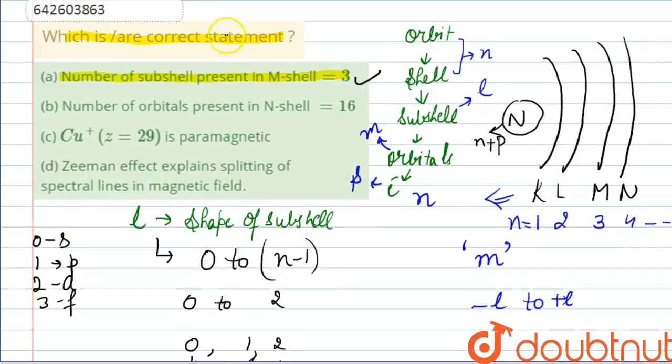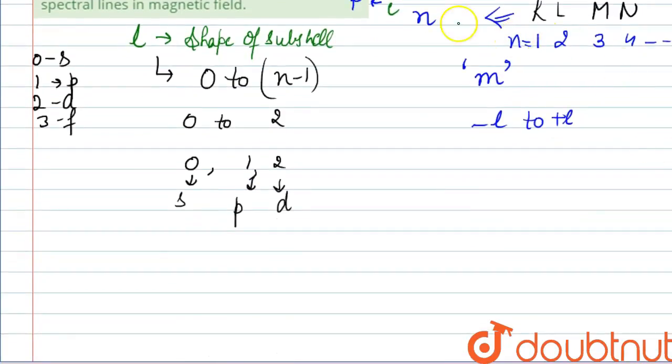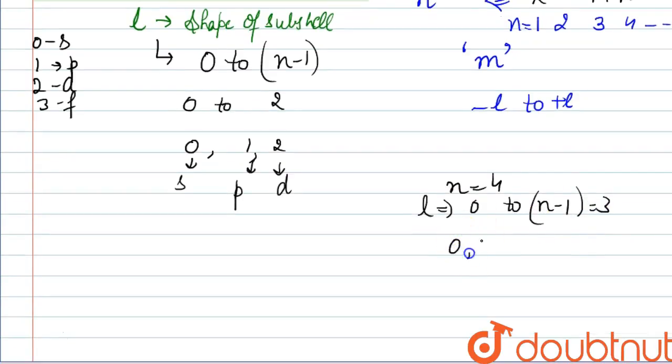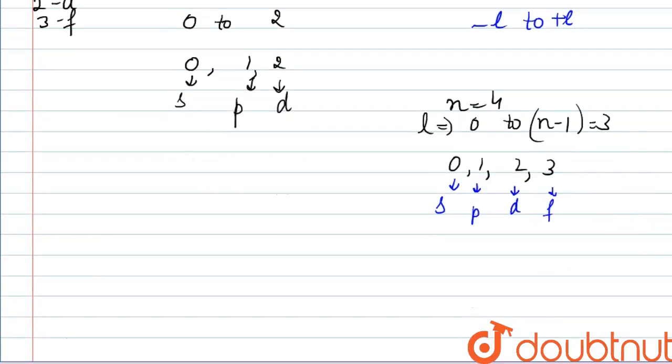Now we are given that the number of orbitals present in the N shell is 16. We know the principal quantum number of the N shell is 4. n equals 4, so the value of l can be 0 to n minus 1, that is 3. So it will be 0, 1, 2 and 3. The value 0 is for s, 1 is for p, 2 is for d, and 3 is for f. The number of orbitals is given by the values of the magnetic quantum number, which lies from minus l to plus l.